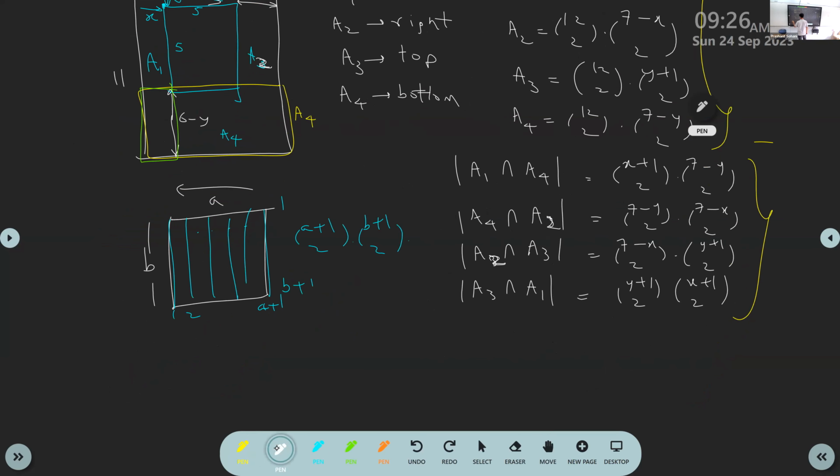So the answer we are saying is, so the answer is, and note that this is a function of x and y, right? As x and y will change, your answer will change.